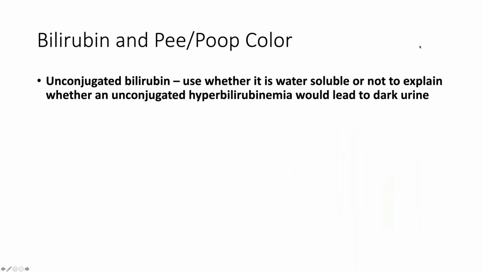All right, Leah. So unconjugated bilirubin. Use whether it is water soluble or not to explain whether an unconjugated hyperbilirubinemia would lead to dark urine. So if you have unconjugated bilirubin in your blood. Yes, it is because the unconjugated version is not water soluble, is what we talked about. True, but why would it end up in your urine then?